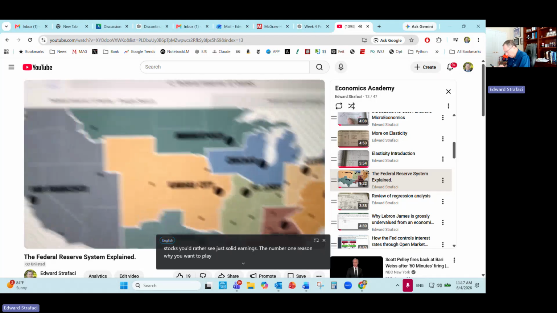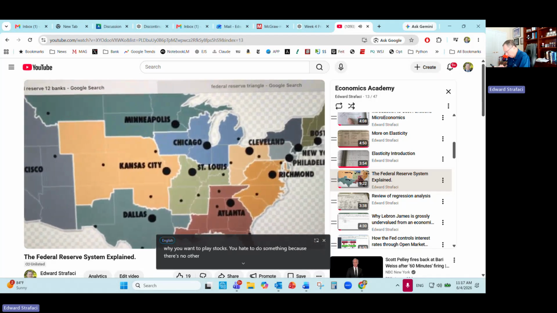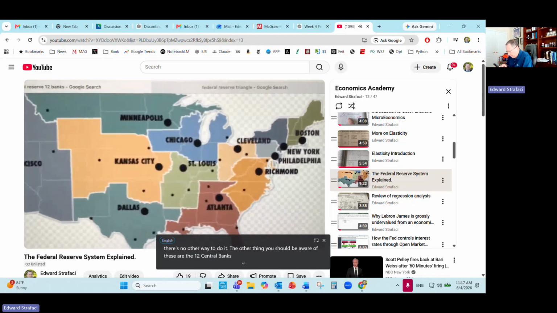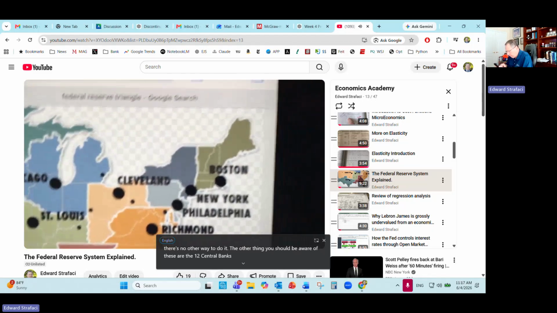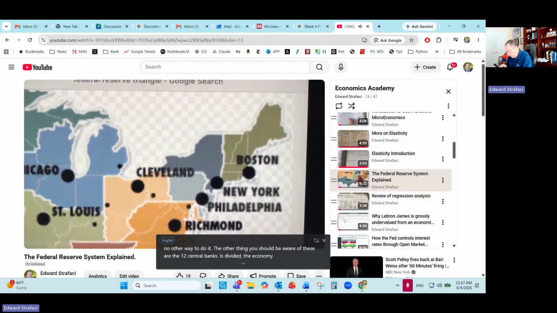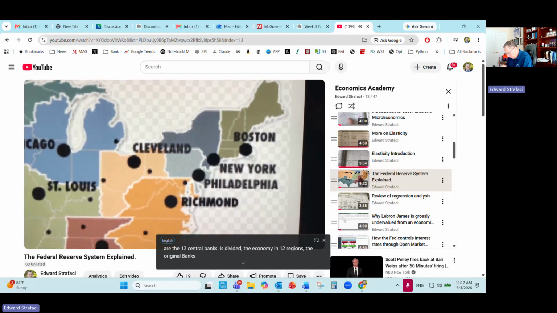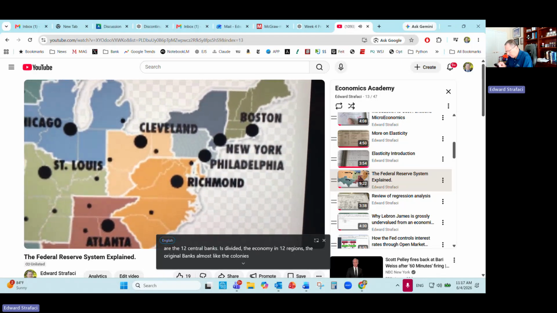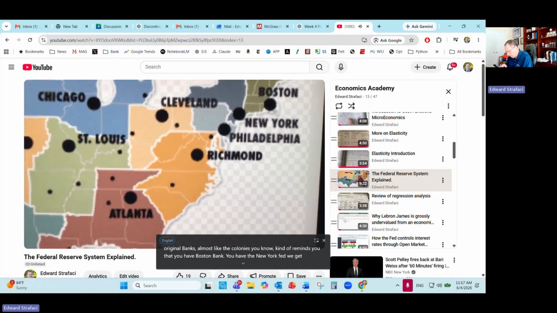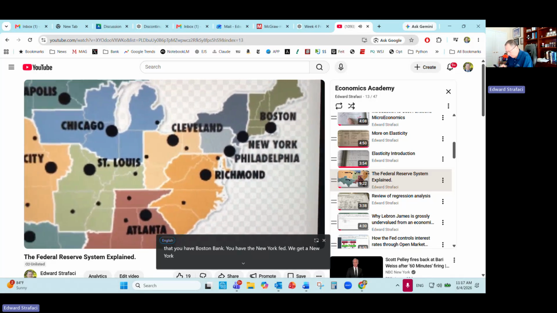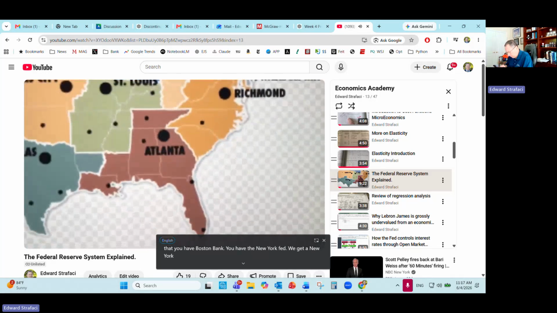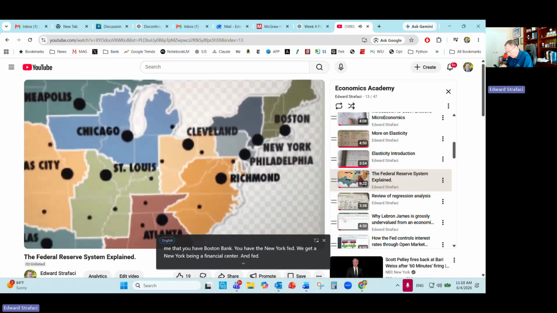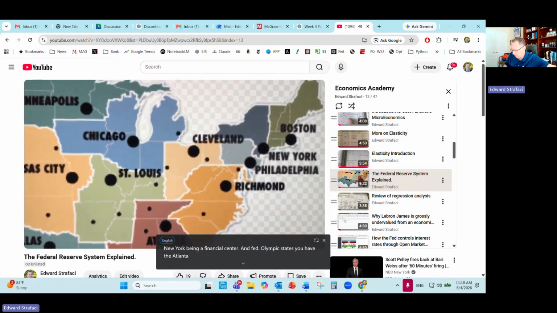The other thing you should be aware of, these are the 12 central banks. And you see basically what we've done is divided the economy into 12 regions. The original banks, almost like the colonies, it kind of reminds you of that. You have the Boston Bank, you have the New York Fed, New York being a financial center, the Philadelphia Fed, the Richmond Fed, which kind of handles the Mid-Atlantic states. You have the Atlanta Fed, which has Florida and Atlanta. The Chicago Fed, Chicago being one of the central parts.